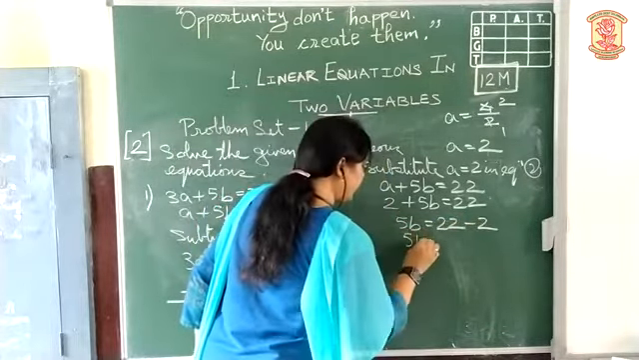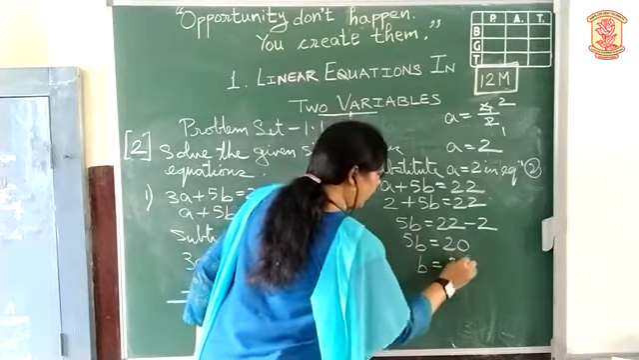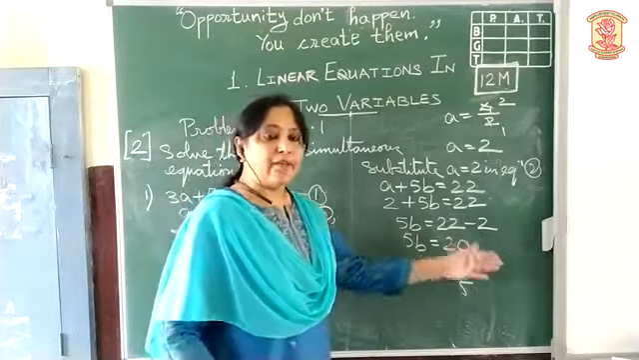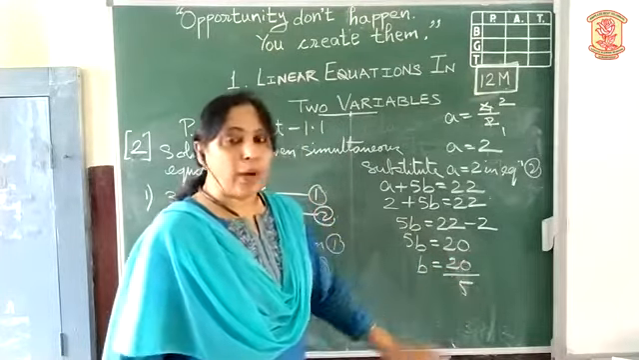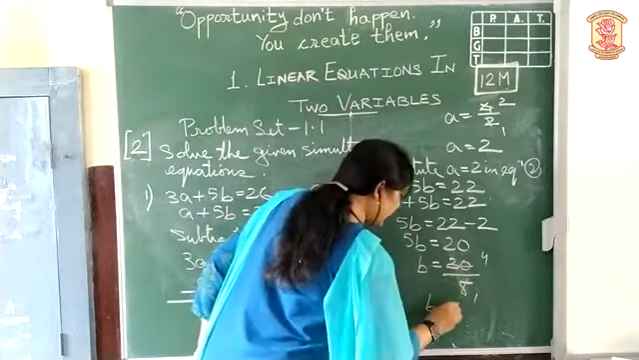So we get 5b equals 20. So b equals 20 upon 5. b is multiplied by 5, so when 5 goes to the other side, it will be divided by 5. So 5 ones are 5, 5 fours are 20. So the value of b is 4.